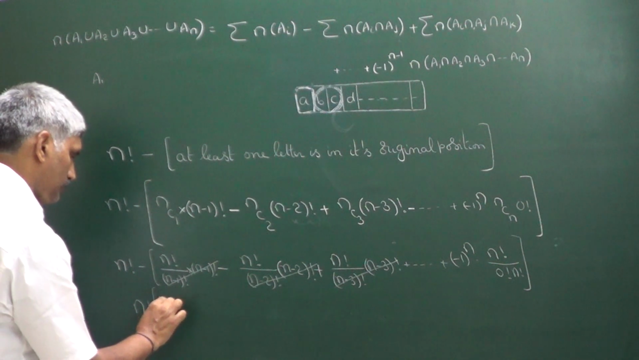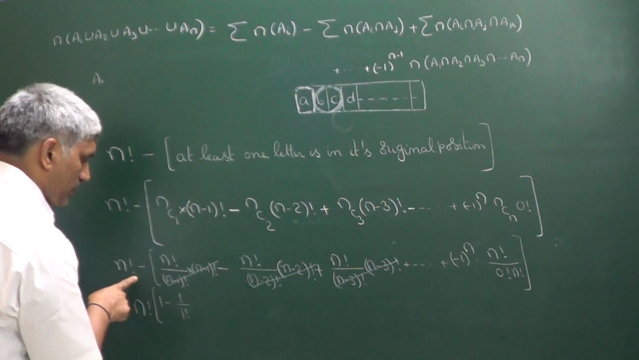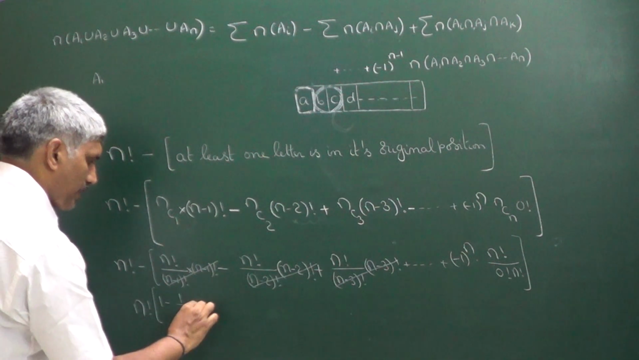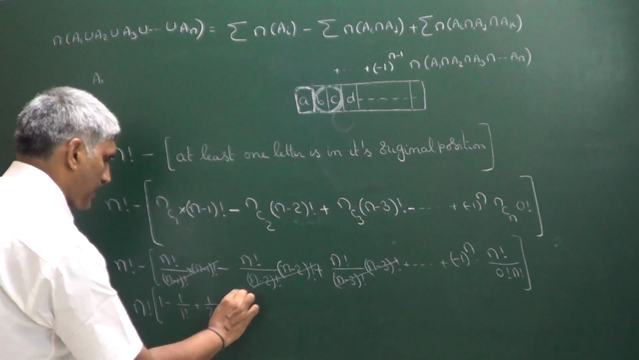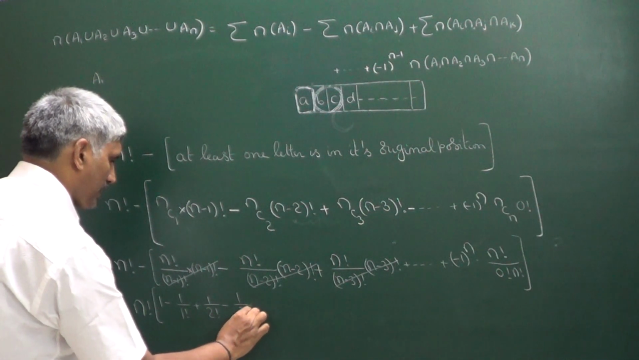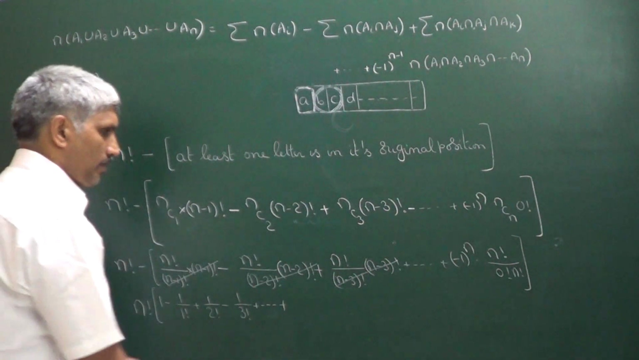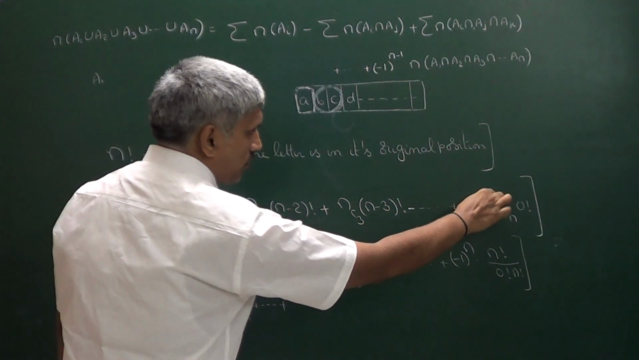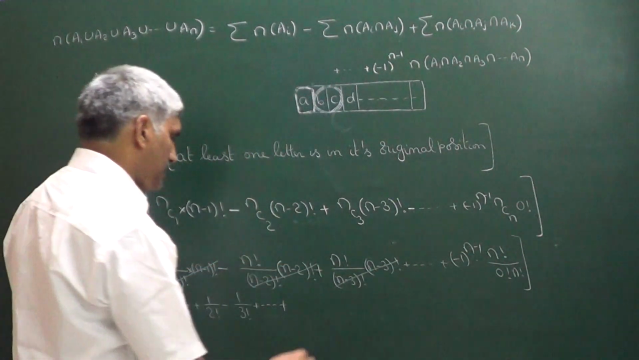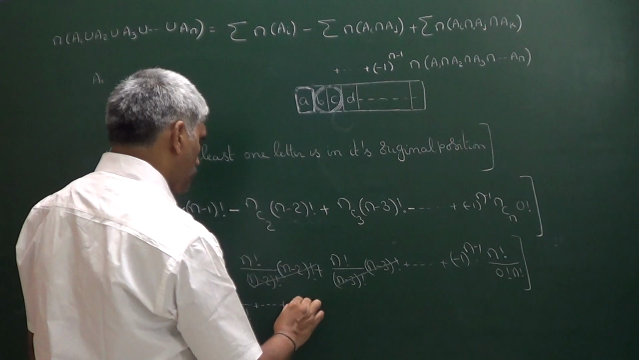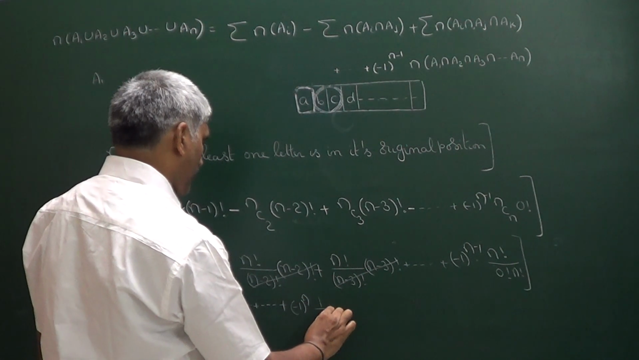Here 1 minus 1 by 1 factorial, because we are taking minus inside, plus 1 by 2 factorial minus 1 by 3 factorial plus and so on plus (minus 1) whole to the power of n minus 1 here. When we are taking this minus inside, you will get (minus 1) whole to the power of n into 1 by n factorial.